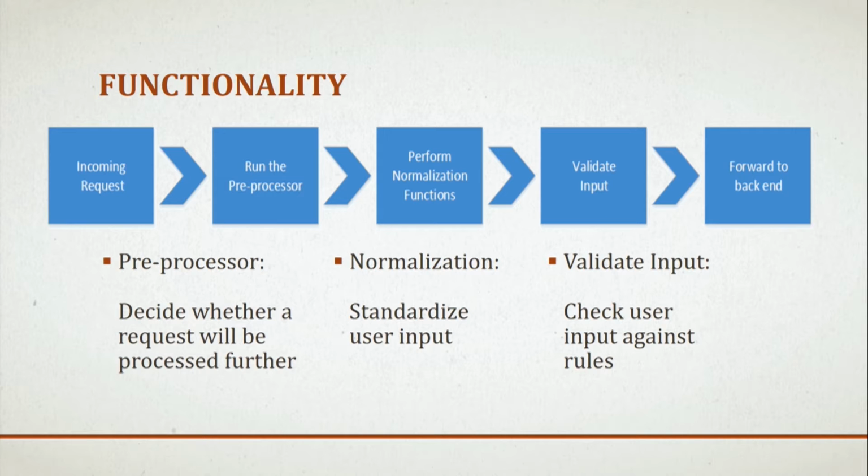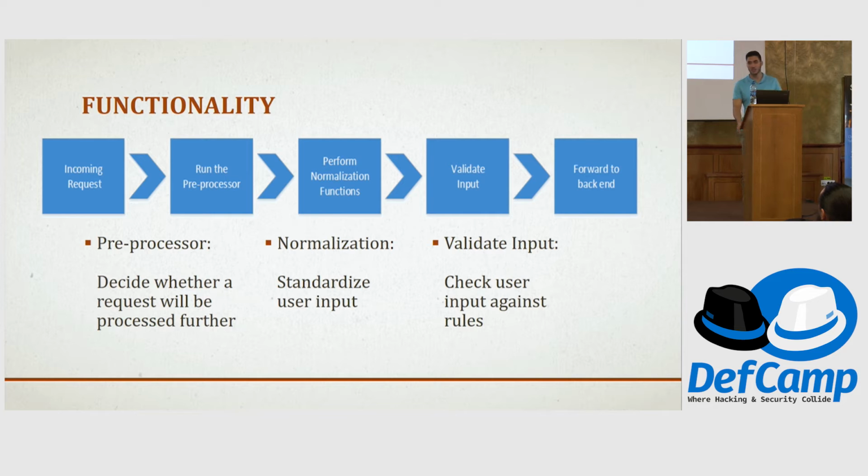In the next step, after the preprocessor, the WAF performs normalization functions. So the input may vary from application to application. Sometimes we have Unicode, sometimes we have hex encoded characters. So what we need is a normalization of this input. And after that, the input is validated by the WAF. So the WAF has some rules in it and checks the user input against these rules. And if everything is fine until now, the request will be forwarded to the backend.